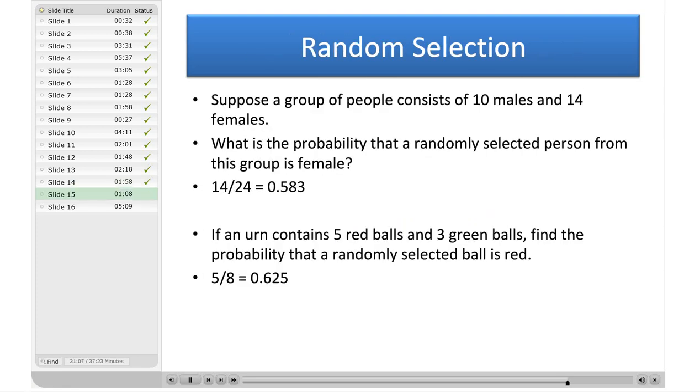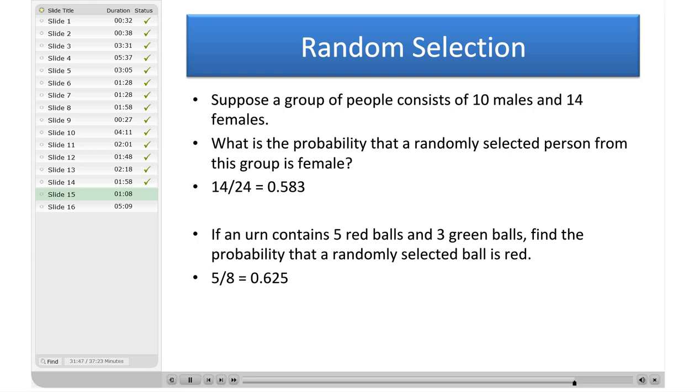This is another pretty simple slide that talks about what happens if you have a collection of things of 2 different types and you want to randomly select one of those and you're interested in calculating a probability. Let's say we have a group of people that consists of 10 males and 14 females. What's the probability that a randomly selected person from this group is female? Well, we have 24 total people, and we're just randomly selecting them, so they're all equally likely to be selected. So if we have 24 total people and 14 of them are female, the probability that we randomly select a female is going to be 14 out of 24, which is 0.583.